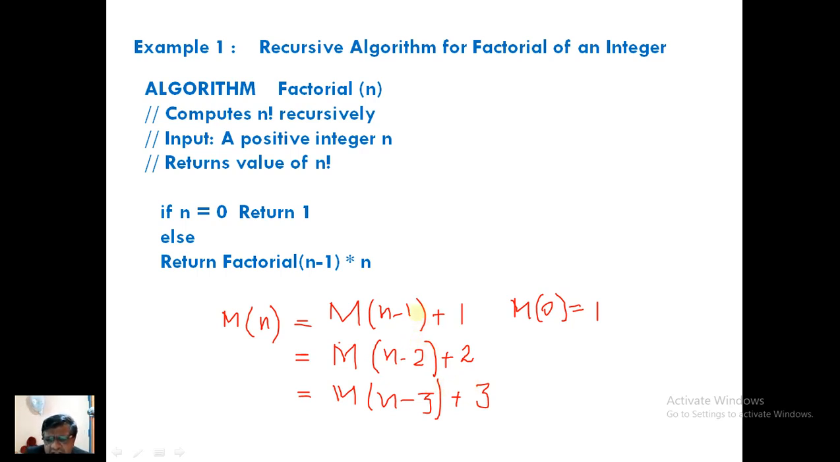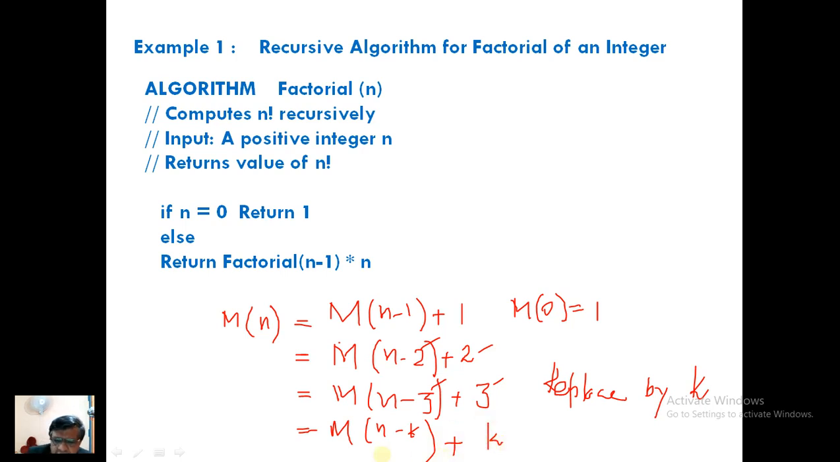Here in the first step it is 1, in the second step it is 2, 2 coming here, in the third step 3 is coming over here. You can replace this pattern by means of a variable. So I will replace the pattern that is emerging by a variable, say k. So it becomes m of n minus k plus k.